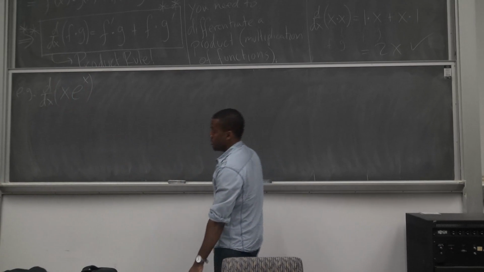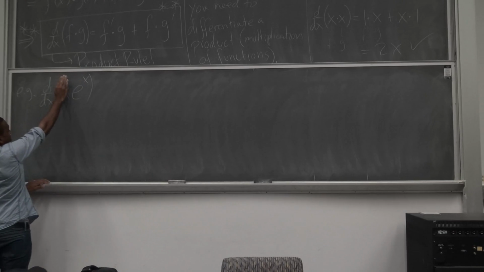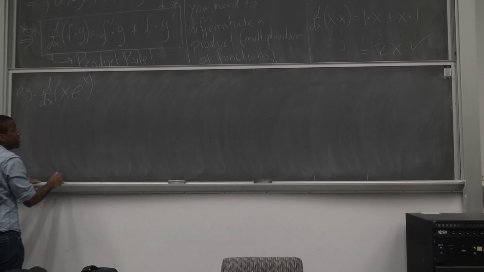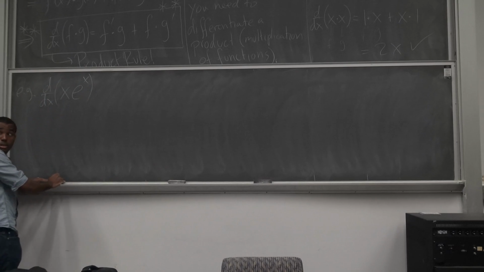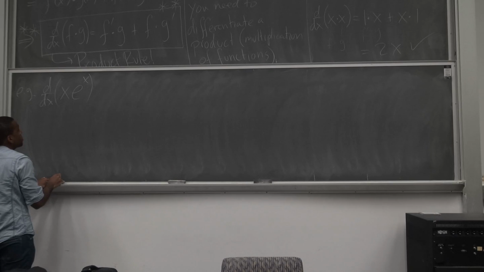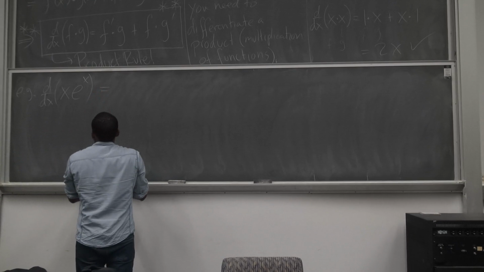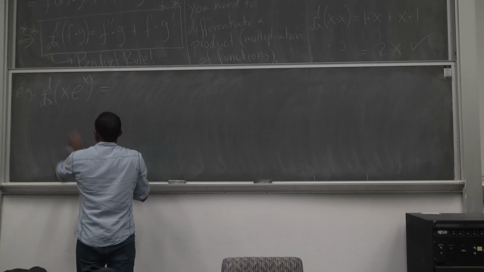So you look at that and you're like, hey, it's not just an x by itself, it's not just an e to the x by itself, they're stuck together beside each other. That means there's a multiplication. 1 times e to the x? Yeah, 1 times e to the x. And then plus x times e to the x? So what are we doing?